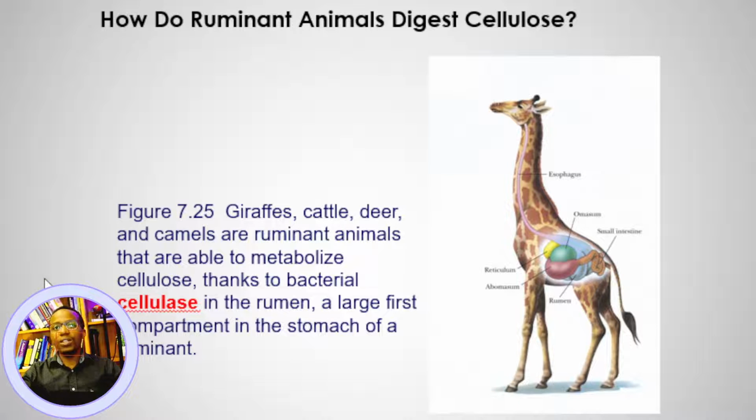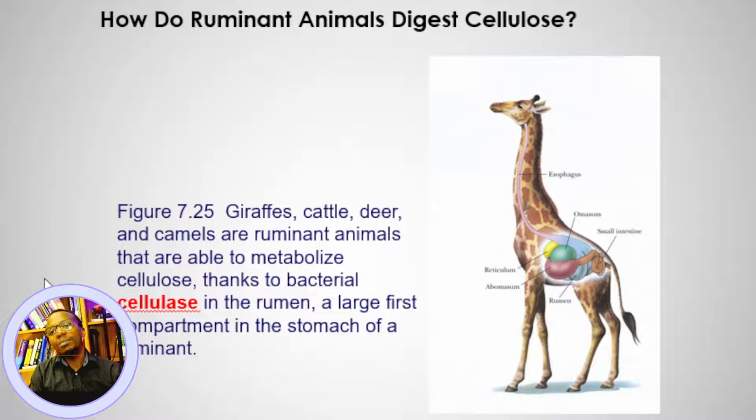So cellulose, one thing to note is that we cannot digest cellulose. We break it down to something else, but guess what? Animals can digest cellulose. That's why animals can eat grass and we cannot. What's the main reason why animals can digest cellulose and we cannot? It's because they have a bacterial cellulase.